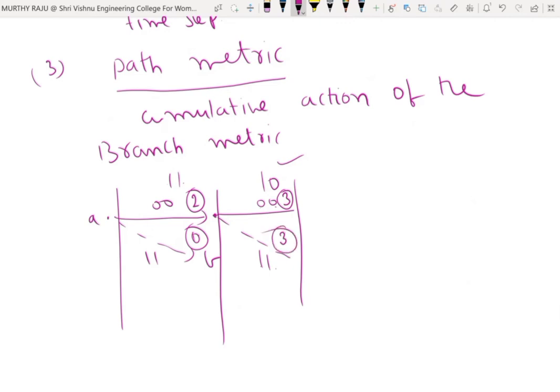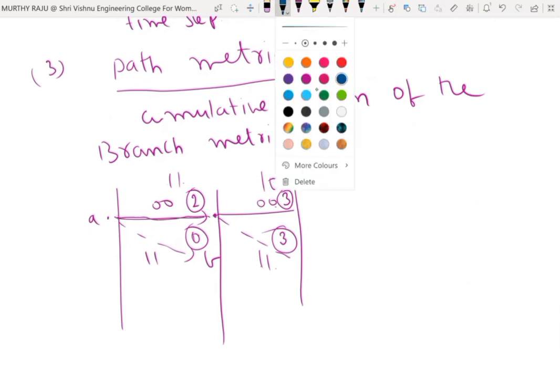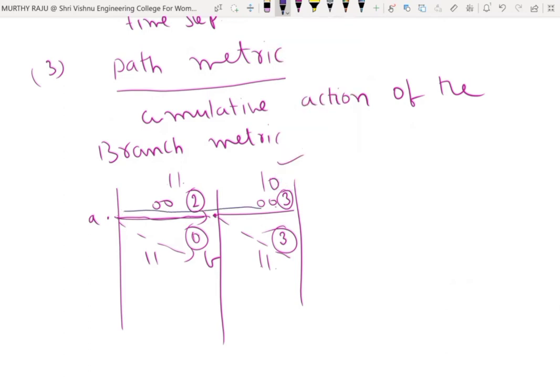In this way, we have to calculate all branch metrics. From this point to this point, the path metric value is 3, and from this point to this point, the path metric value is 3. Like that, in this way, I have to calculate the path metric values.